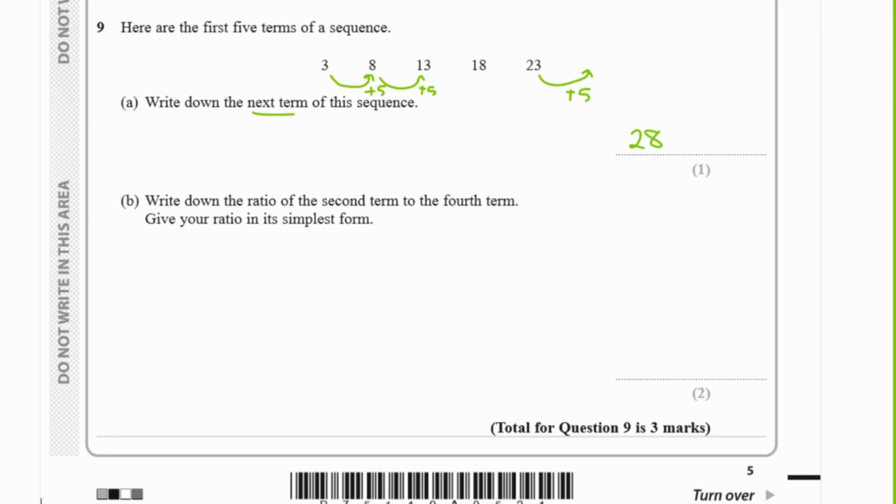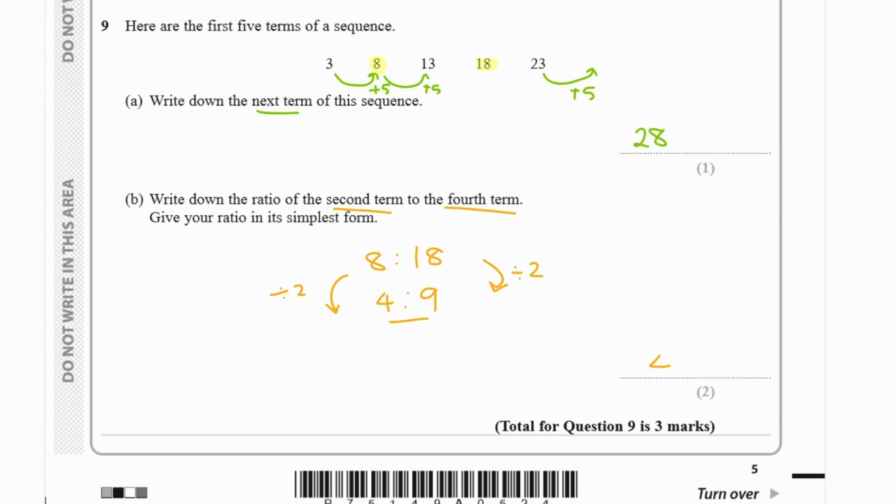Part B says, write down the ratio of the second term to the fourth term. Give your ratio in its simplest form. So the second term of this sequence is 8, and the fourth term, as we can see, is 18. So we have the ratio 8 to 18. And we can now simplify this ratio by dividing by 2 because they are both even numbers. 8 divided by 2 gives us 4, and 18 divided by 2 gives us 9. So the ratio in the simplest form is 4 to 9.